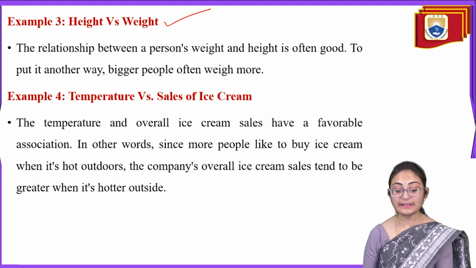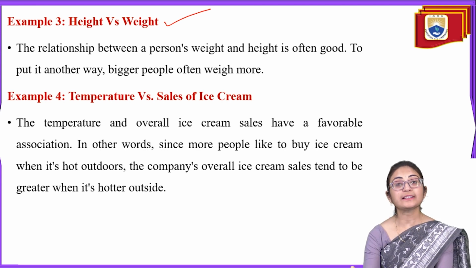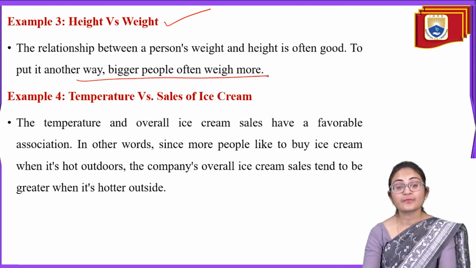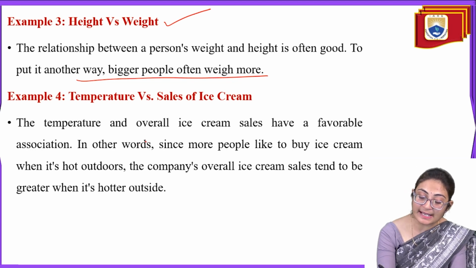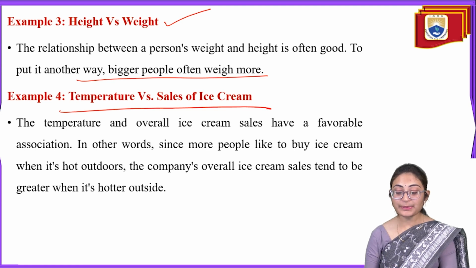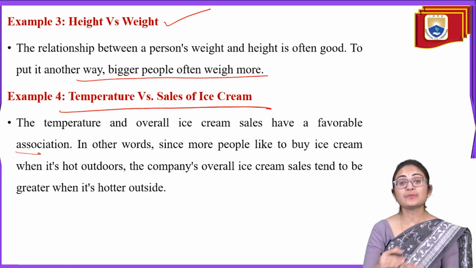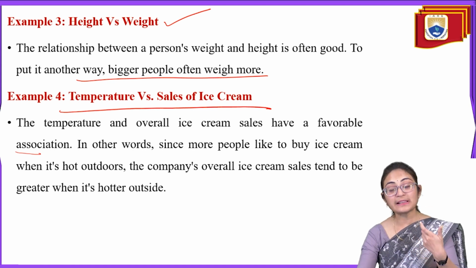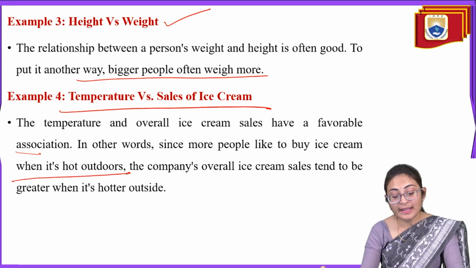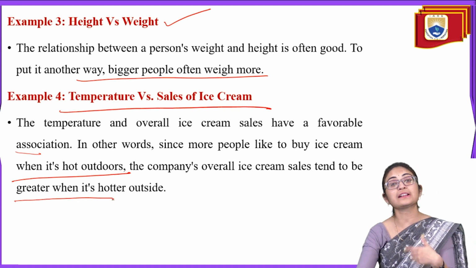Then the third example is height versus weight. The relationship between a person's weight and height is often good. To put it another way, bigger people often weigh more. The fourth example is temperature versus sales of ice cream. The temperature and overall ice cream sales have a favorable association. That means, in other words, more people like to buy ice cream when it's hot outdoors. The company's overall ice cream sales tend to be greater when it's hotter outside.